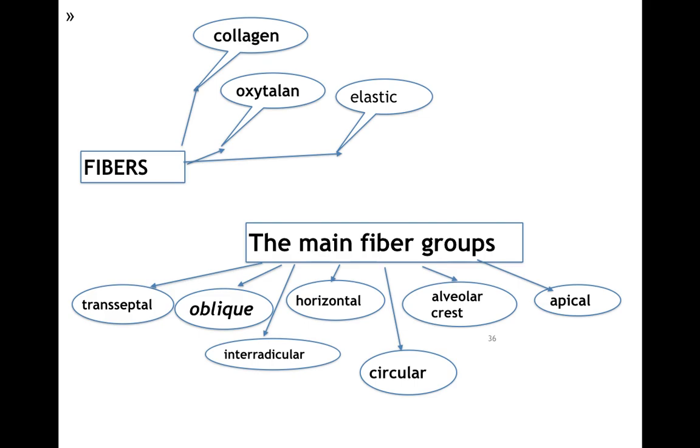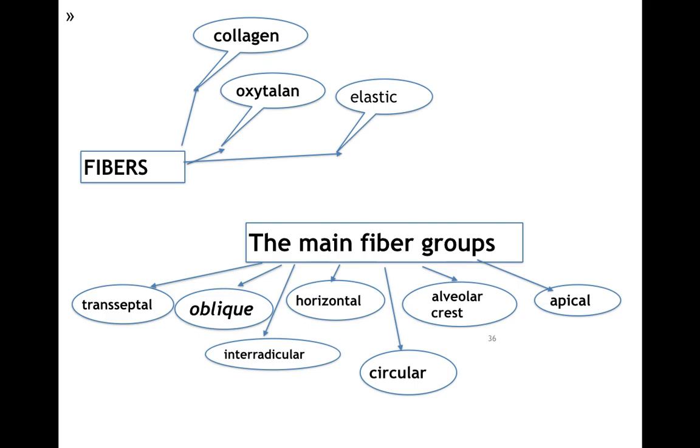About fibers. There are three types of fibers in the periodontal ligament: collagen fibers, oxytalan fibers, and elastic fibers. If you remember from pulp structure, we said that in pulp there are no elastic fibers. Inside the pulp there are just collagen fibers type 1 and type 3. But in the periodontal ligament, there are collagen, oxytalan, and elastic fibers.